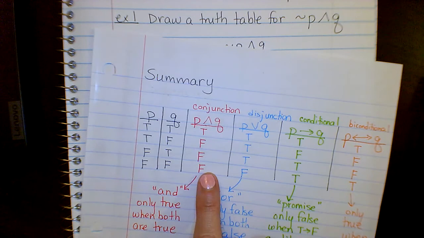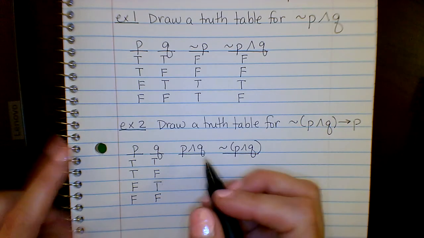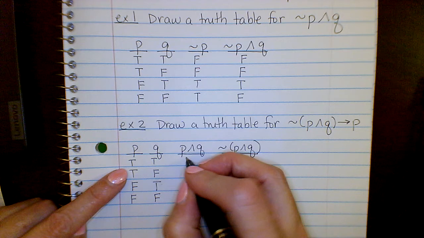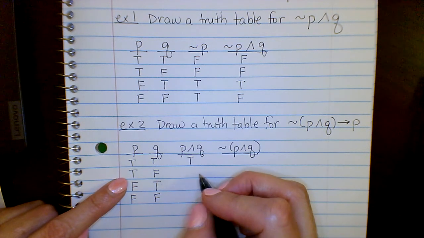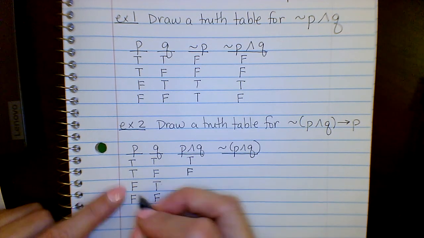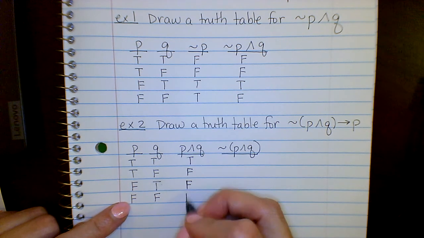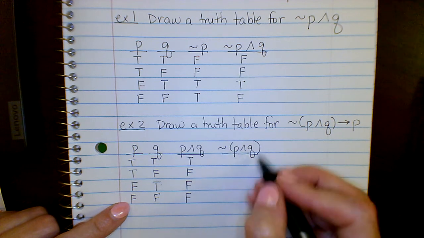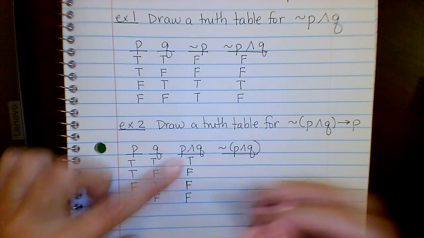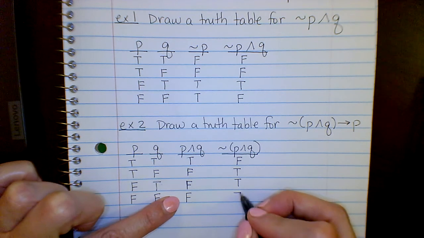All right, so P and Q. We got our quick reference guide for the and. Remember the and, only true when both are true. So true, true, that one's true. True and false, nope, have to do both in order for the and to be true. False and true, nope. False and false, nope. The not of what I just did is just the opposite truth values. So that's going to be a false, true, true, true.